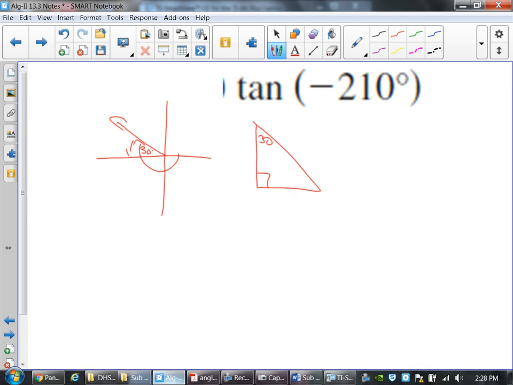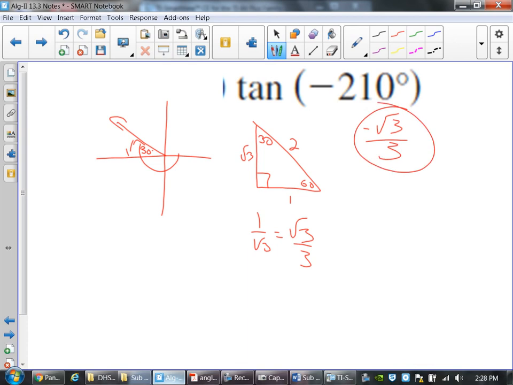Oops, sorry. 1, √3, and 2. That's the ratio of the sides. Do you agree? Yep. What's the tangent at 30 degrees? Tangent of 30 degrees is 1 over √3, which is √3 over 3. So, you've got that done. Is tangent positive or negative in the second quadrant? It's negative. So your answer is negative √3 over 3.